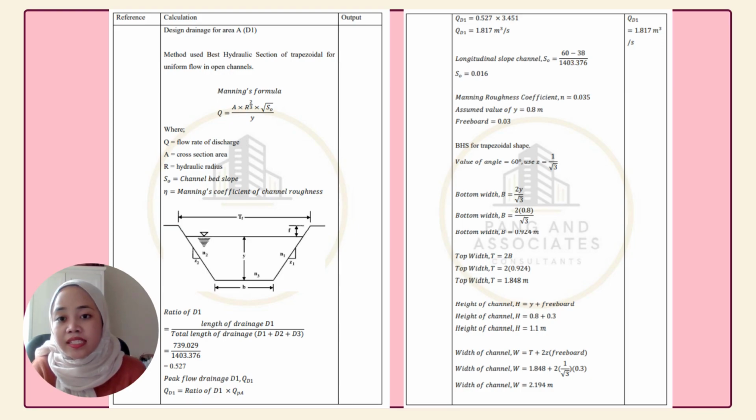Next, for the drainage design calculation, we use the Manning formula, which is Q, the flow rate of discharge, equal to the cross-section area times the hydraulic radius to the power of 2/3 times the channel bed slope, divided by n. From this calculation, we get the ratio of D1 as 0.527. And for the QD1, we get 1.1817 meter cube per second.